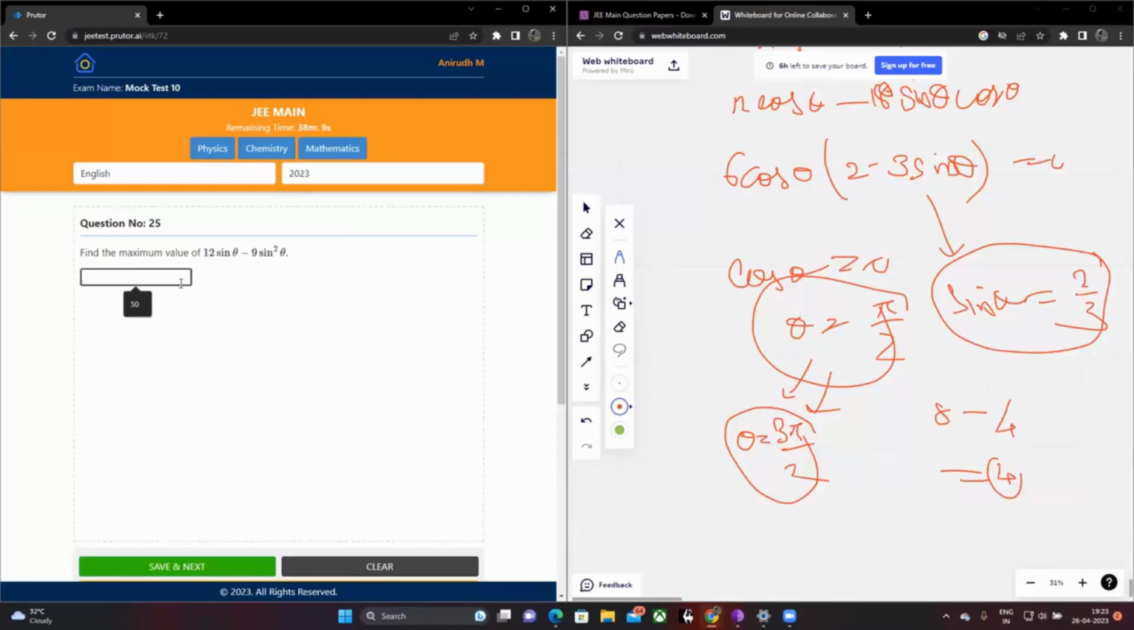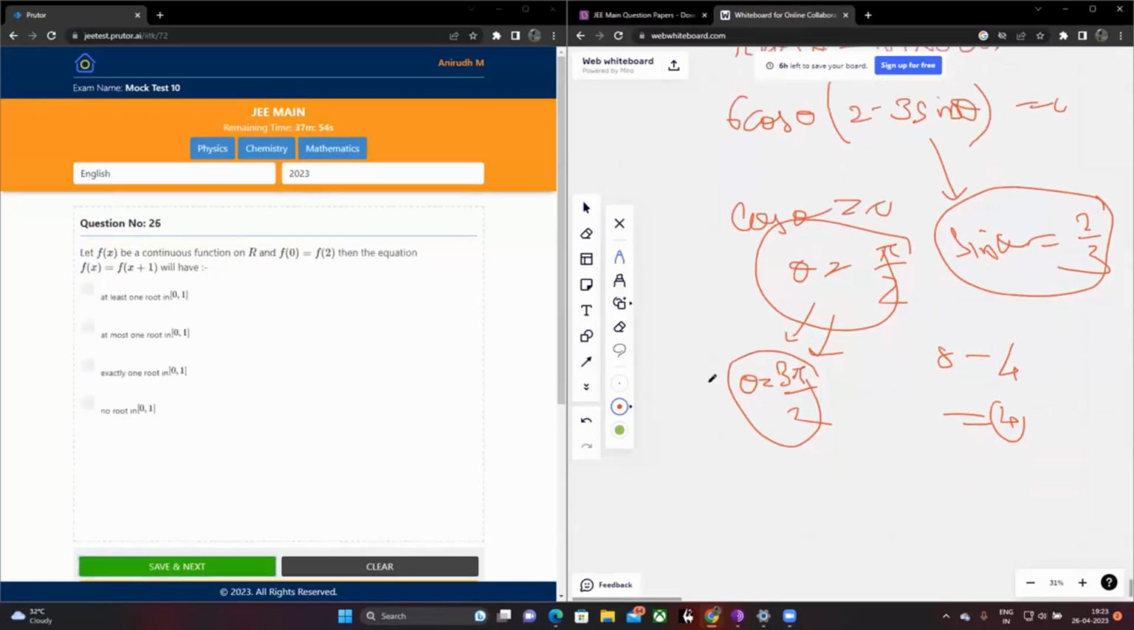Right? You can say that the maximum value is 4. There are only 3 critical points in 0 to 2 pi, and it's a cycle. So there is only 4 here. 4 is the maximum possible value. So the maximum value is 26.